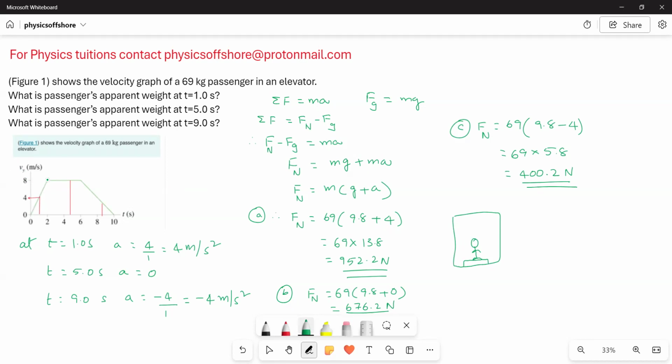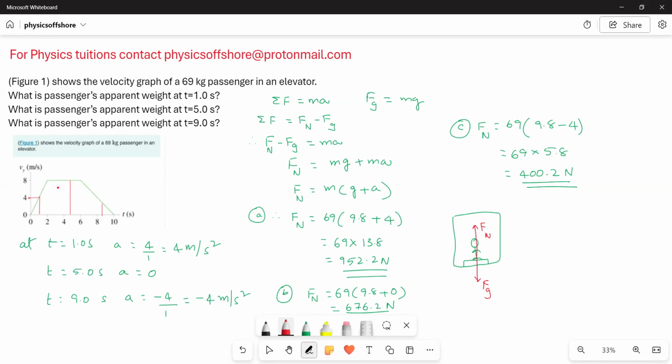As per the graph, in the first 2 seconds the elevator is accelerating upwards, and then afterwards maybe it is stationary, and later it is coming down, that means accelerating downwards. So what are the forces acting on the passenger? Two types of forces: weight acting downwards, this is Fg, and obviously Fn acts upwards. This is Fn, the normal force.